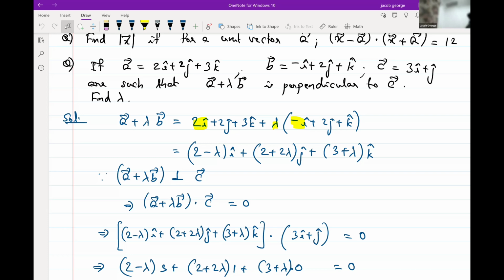Then vector C. They are perpendicular, which means their dot product is equal to how much? 0. We take the dot product, equal to 0, and then we simplify. You know how to take the dot product: multiply the coefficient of i, coefficient of j, and coefficient of k, and find lambda from there. Is it clear? If you have any question in between, you have to ask me.